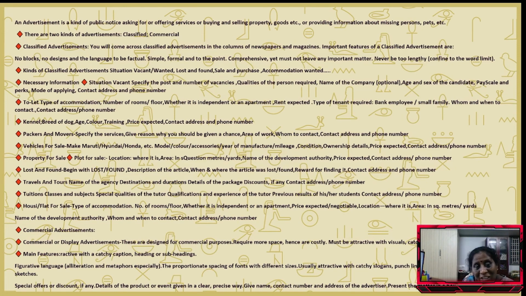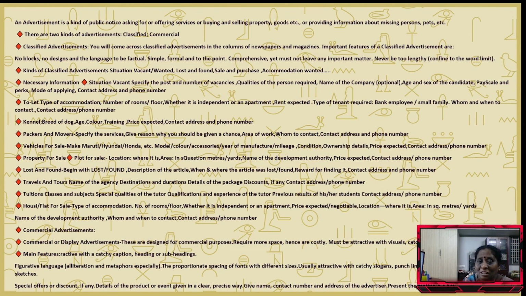Has the dog got a chip? Is it a pedigree? Do you have a chart regarding the forefathers of the dog, like the mother dog, the father dog for 3 generations, you'll be asking for. If it is packers and movers, you have to give the area from which you can shift, whom to contact, what all services, do you pack it yourself, do you bring the materials for packing and things like that. Then vehicles for sale means the make of the vehicle, the mileage, the year it was manufactured, is it a single owner, and things like that.